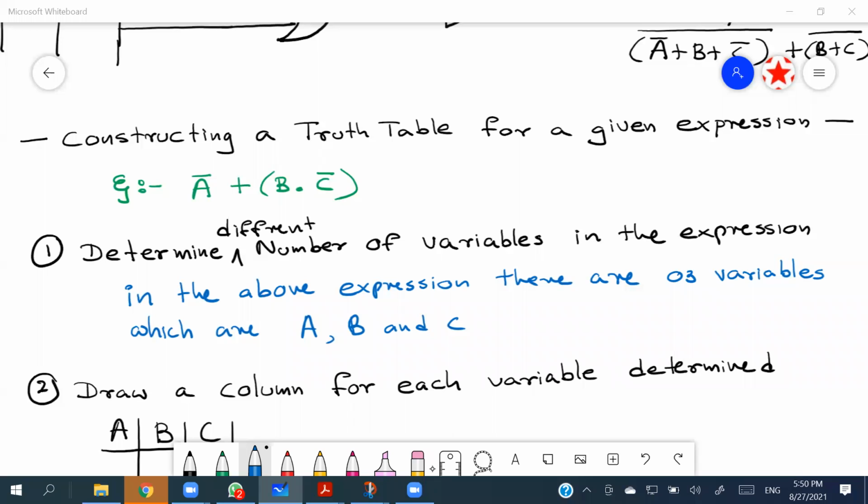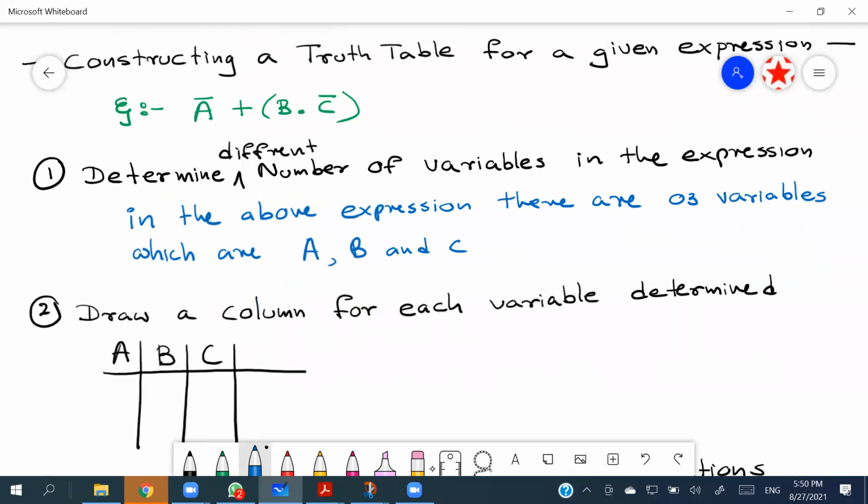Right. So this is the topic that we have discussed last time. It is about constructing a truth table for a given expression. The expression that we were considering is a bar plus b dot c bar within brackets. The first thing that we have done there is to determine the different number of variables inside a particular expression.